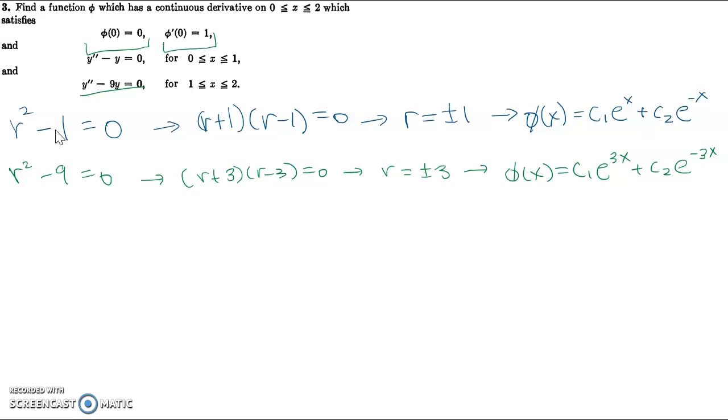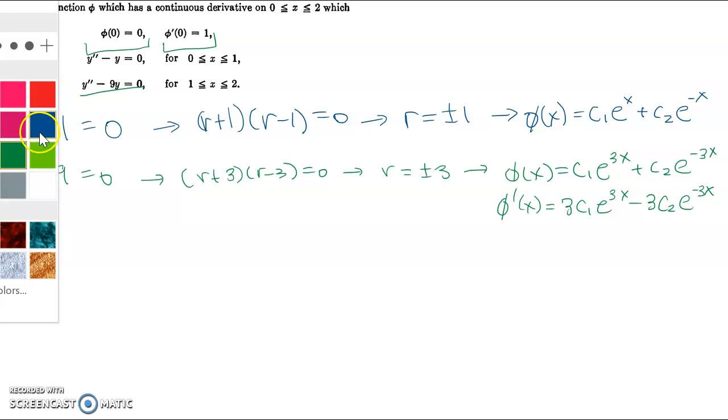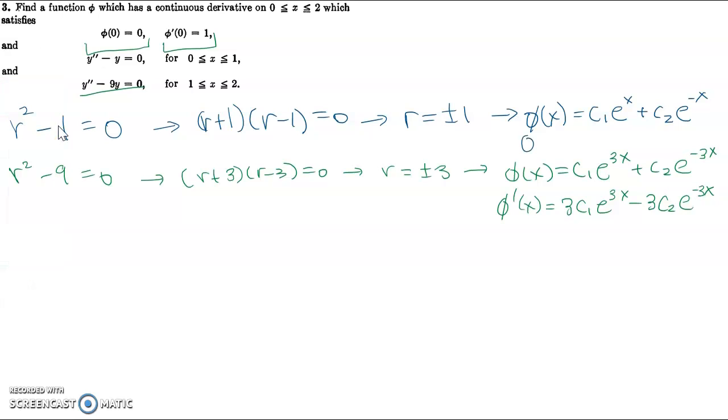For the boundaries, it seems like we have to find the derivative. So let's do that. Differentiated once, this will be 3c1 e to the power of 3x minus 3c2 e to the power of negative 3x. And back to the first, the differentiated value is just going to be c1 e to the power of x minus c2 e to the power of negative x. And I think the next part is just plugging in.